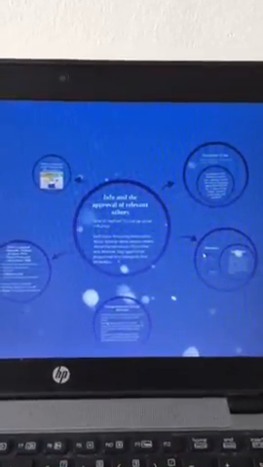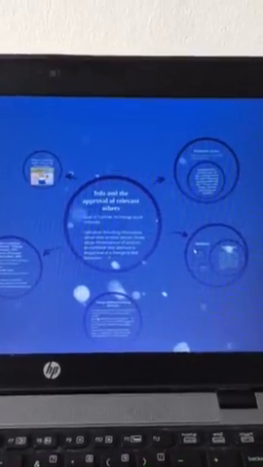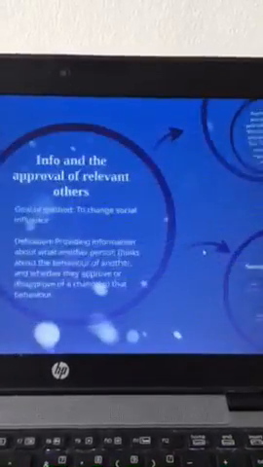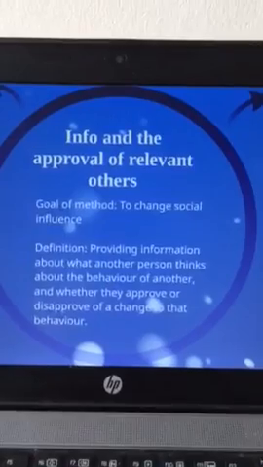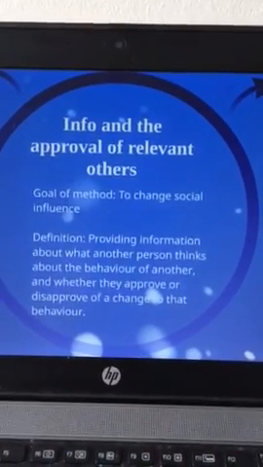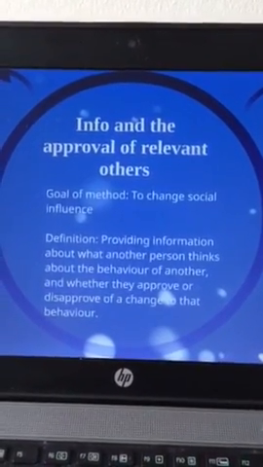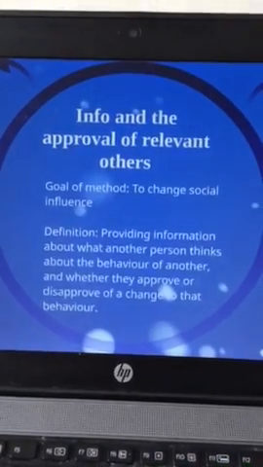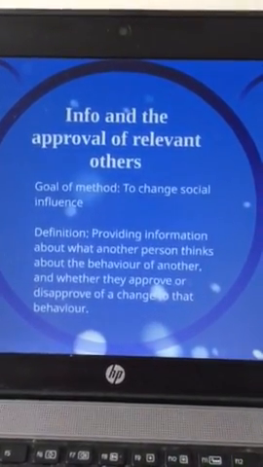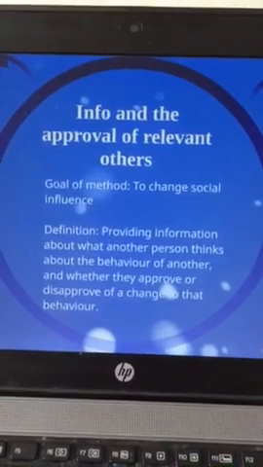The method I'm assigned with is providing info and approval of relevant others. The goal of this method is to change social influence. This means providing information about what another person thinks about the behavior of another and whether they approve or disapprove of a change to that behavior.